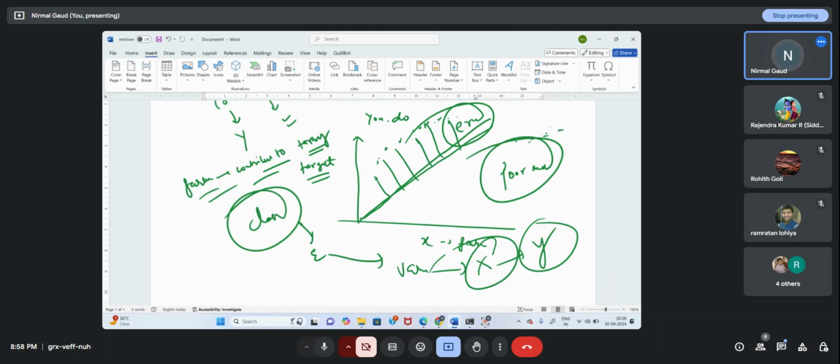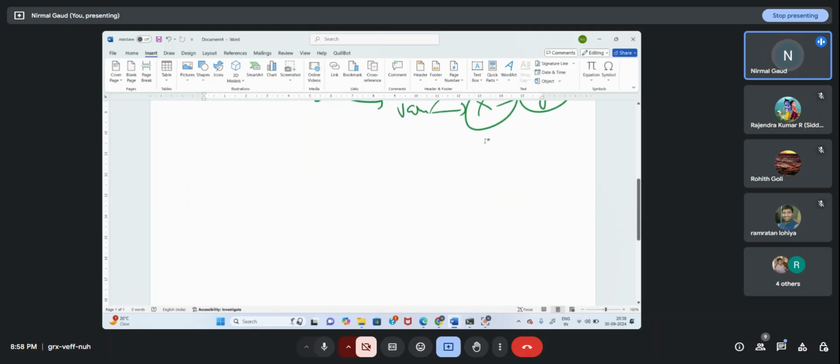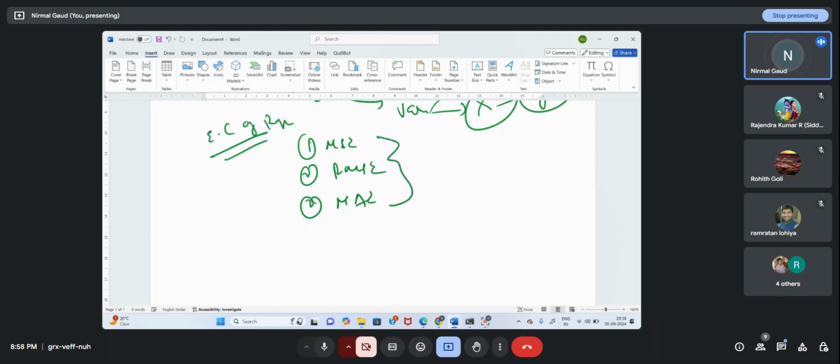You may be asked a question: kindly explain the evaluation criteria of regression. You will have MSE, RMSE, MAE. What are the differences between them? When to use which? This could be the question. Then the question will come on R2. What is R2? What is the formula for R2?